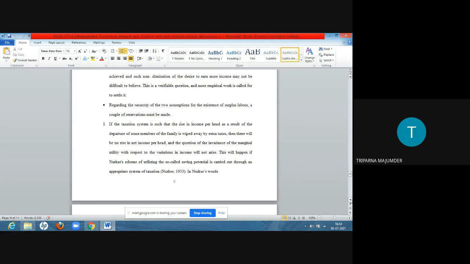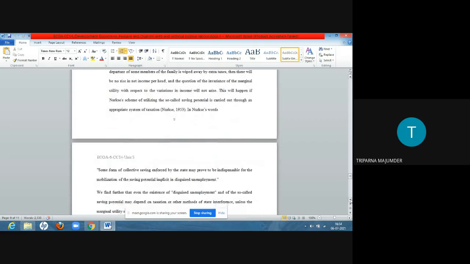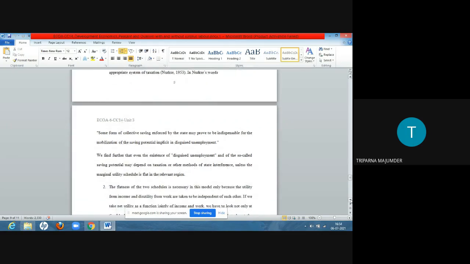This will happen if Knox's scheme of utilizing the so-called saving potential is carried out through an appropriate system of taxation. This we have discussed in one of the previous lectures too. In Knox's words, some form of collective saving enforced by the state may prove to be indispensable for mobilization of the saving potential implicit in disguised unemployment.